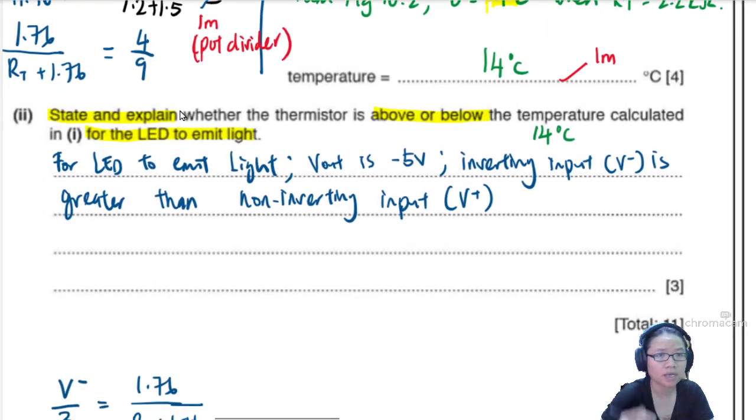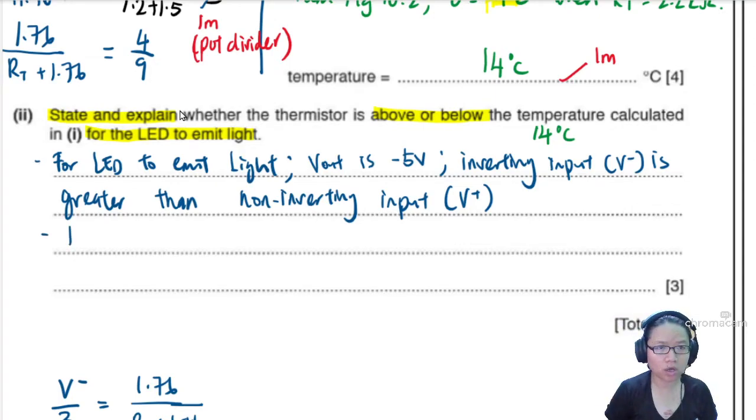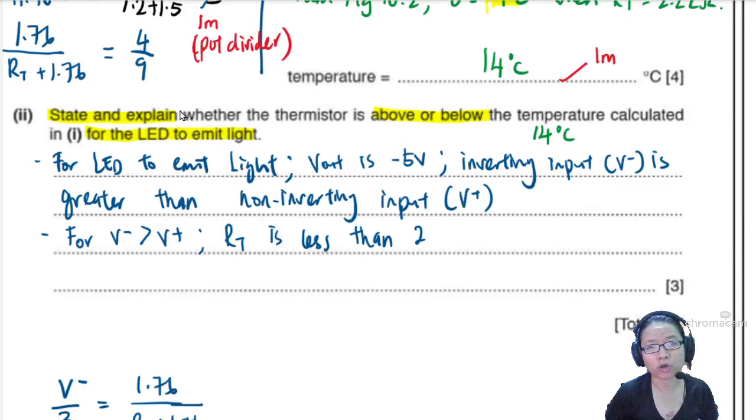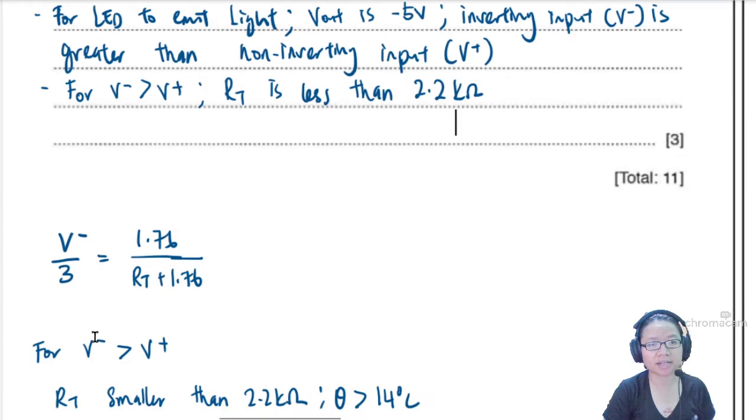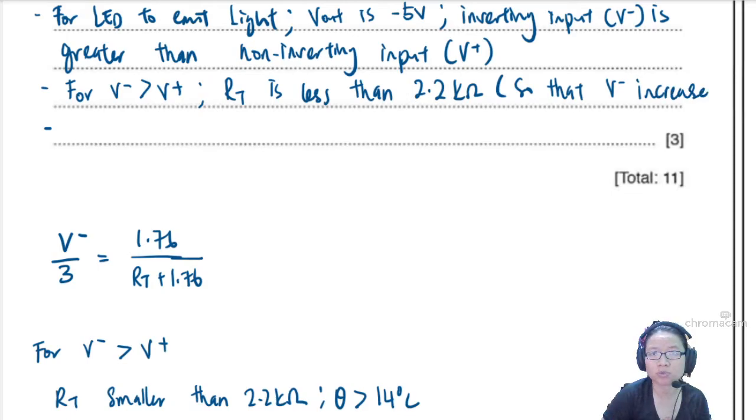Okay. Second point. When does this happen? For V minus to be greater than V plus, RT is less than 2.2 kilo ohm. So I'm writing off the second line here. RT is smaller than 2.2 kilo ohm. So then you can make your conclusion. You can say that this one is so that V minus increases. If you want to, you can add this point.